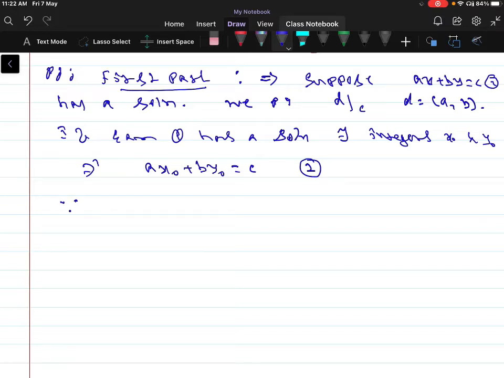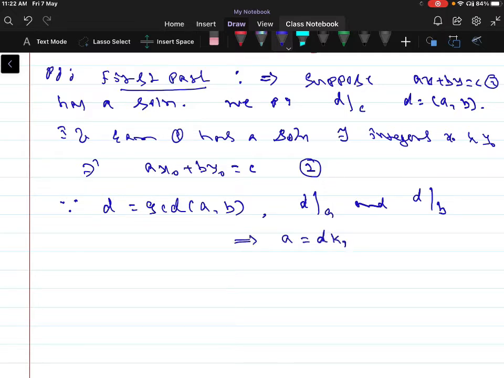Since d is equal to GCD of a comma b, this implies d divides a and d divides b also. So this implies a can be written as d into k1 and b is equal to d into k2 for some integers k1 and k2. We call it equation number 3.